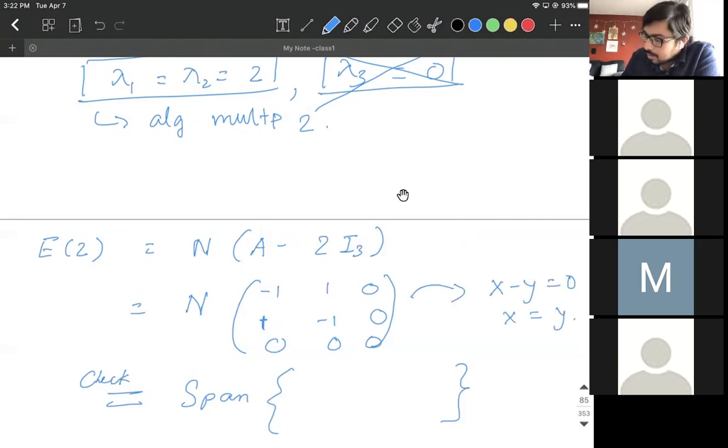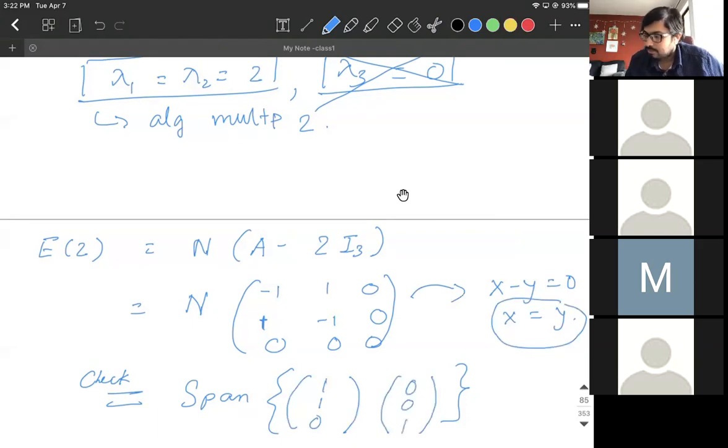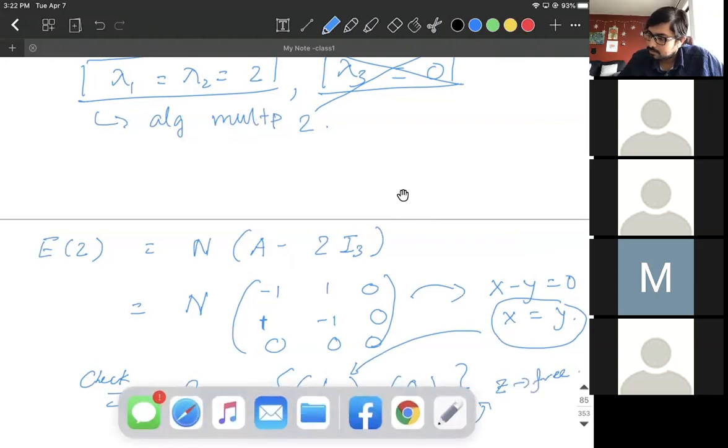So then it's given by the span of the following two vectors: 1, 1, 0, coming from the equality x equals y, and then the other eigenvector, 0, 0, 1, since z is free.